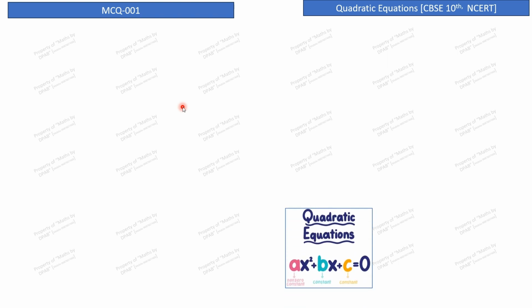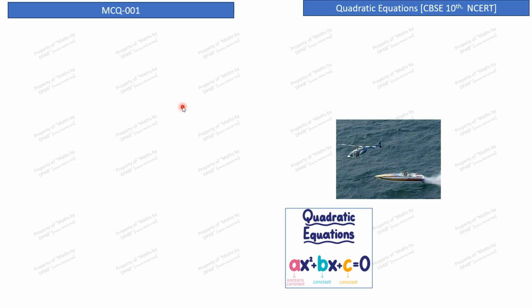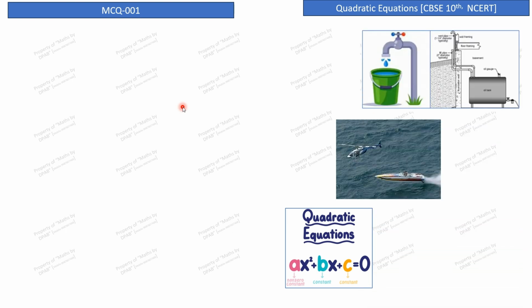Okay. So more interestingly, we have learned the quadratic equation in the general form ax square plus bx plus c equal to 0. With respect to that, what are the questions we have answered? And this interesting concept of the speed of the boat and the speed of the helicopter, what is the relationship? And the time taken to fill the water bucket and the time taken to fill the oil tank. These two relationships are also discussed in this.